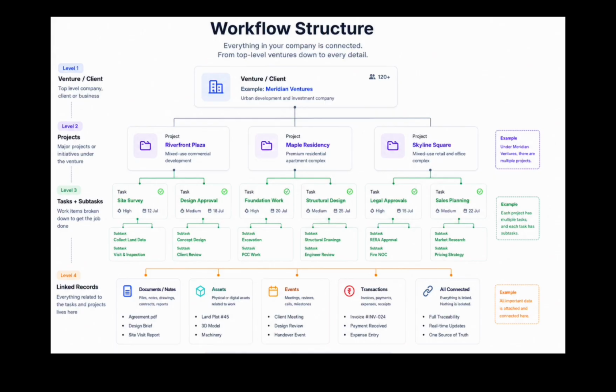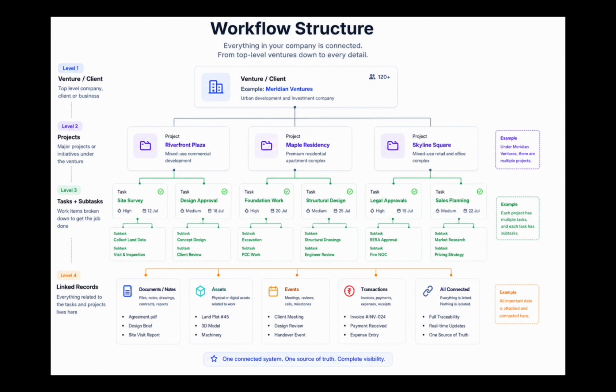These records do not stay separate. They are linked to a venture, project, task, or subtask. So whenever we open a project or a task, we can see all the related information. All documents, assets, events, or any kind of transaction that happened under them will be listed there. That way, nothing is isolated and every important detail stays connected to the workflow.